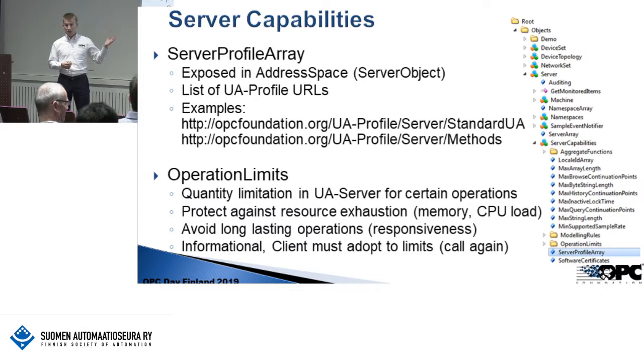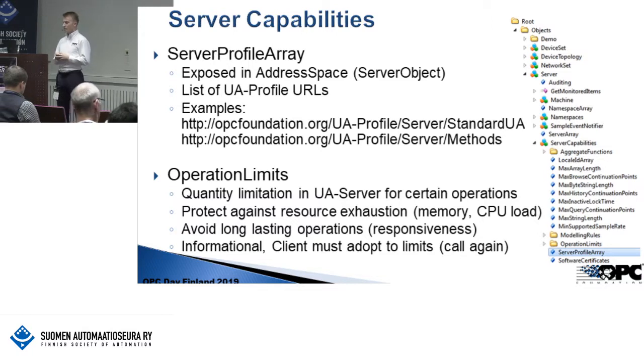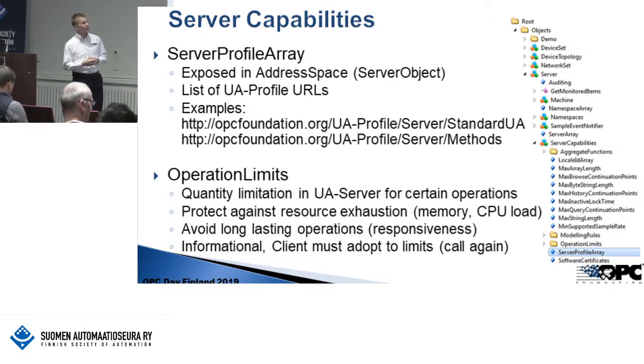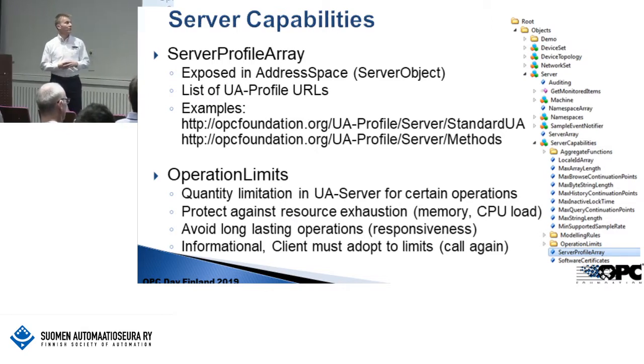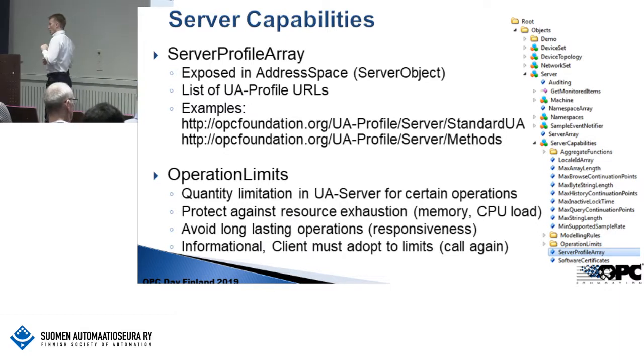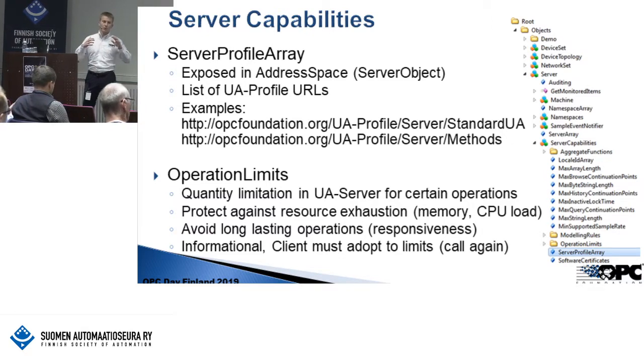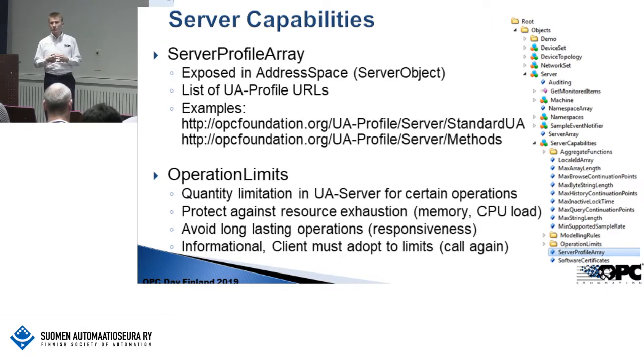Now, as we already said, the beauty here is that this information is exposed by a server. So when you take a look at the server profile array, which is inside of an OPC UA server, then it tells you what it supports. So in that example, it's a standard UA server, as well as implementing the method server facet. The server does also expose its operation limits. So in case that, for certain reasons, it does only allow to put 1,000 nodes in a read request, that is also information that you get during runtime from a server.